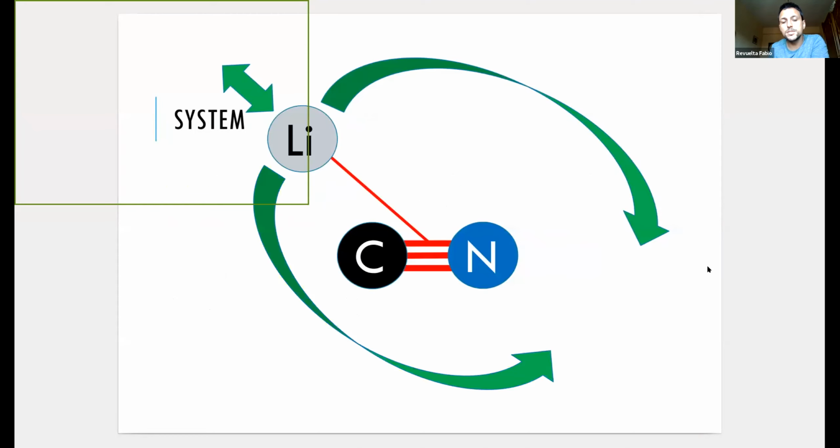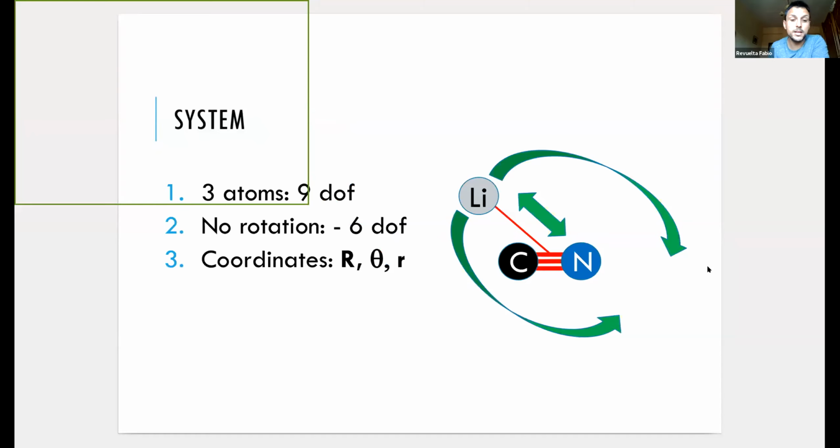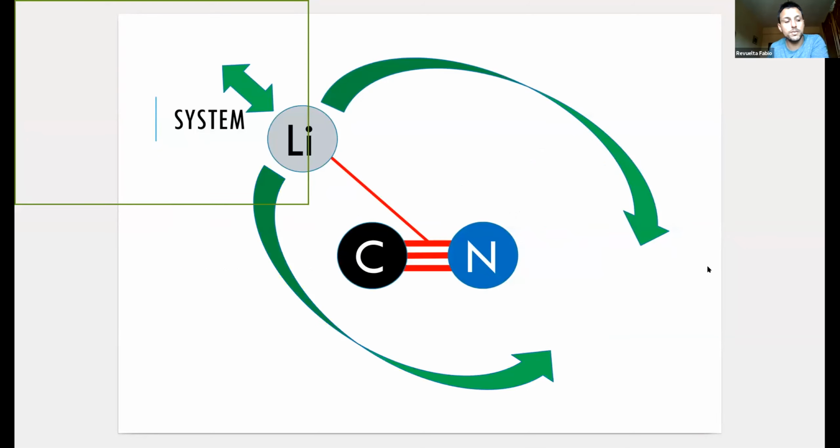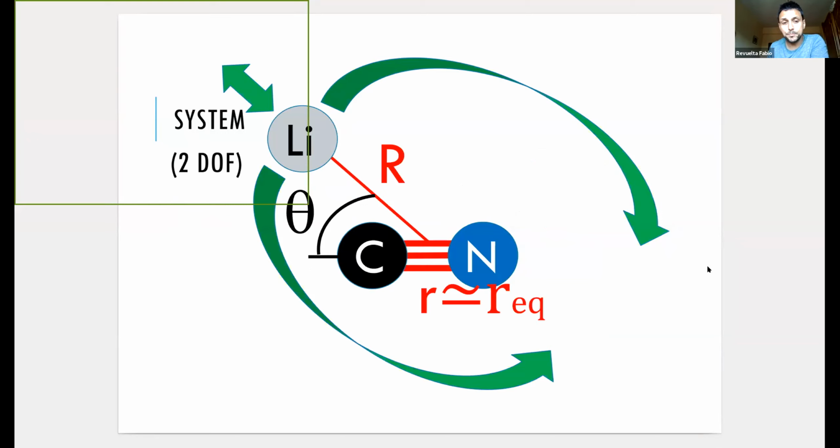Okay, so we have three atoms. Three atoms means 9 degrees of freedom, but you can just assume that you have no rotation, and then you just have three different coordinates to define the configuration of your molecule. The first one will be this r, the distance between lithium and the center of mass of the dimer. The second one will be this angle theta, and the third one will be the distance between carbon and nitrogen, which we will assume is constant, which is a reasonable approximation. Okay, so we just have r and theta in principle. That means we have 2 degrees of freedom.